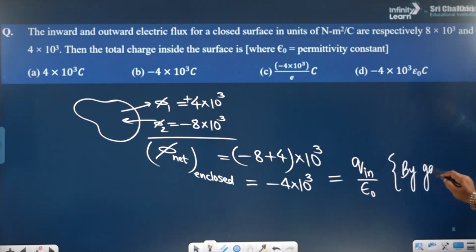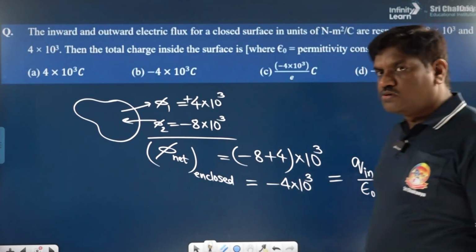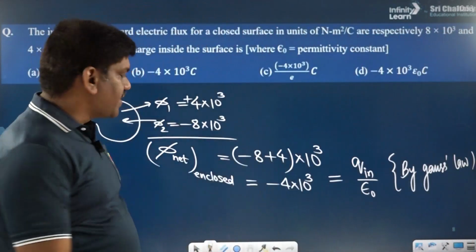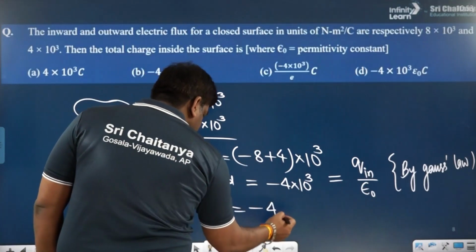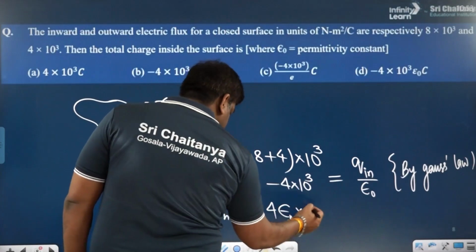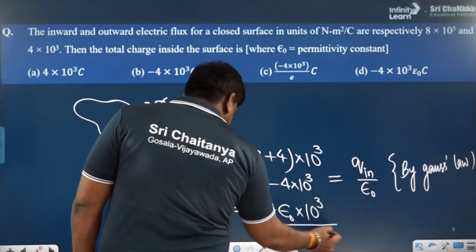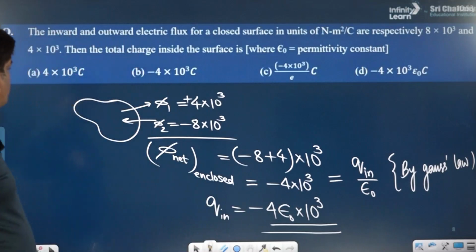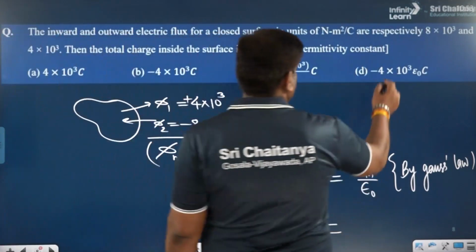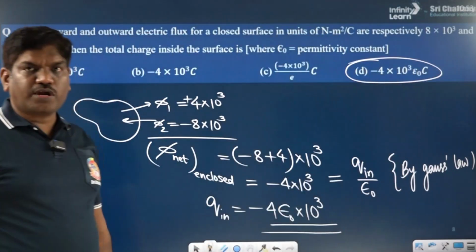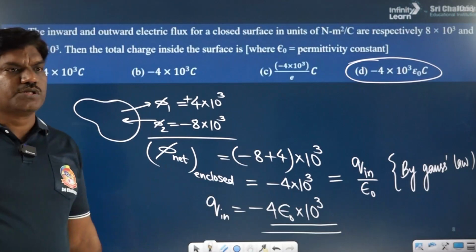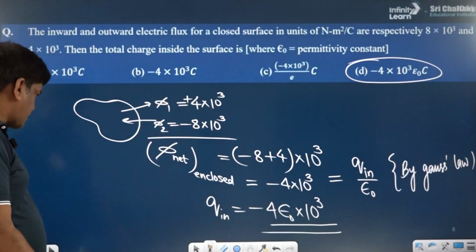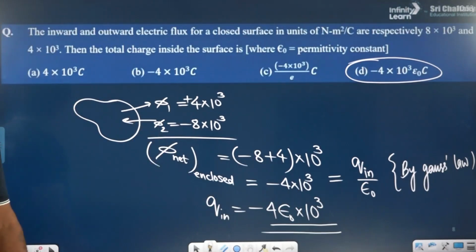By using Gauss's law, we can say the total flux equals Q inside by epsilon naught, and that is why, what is your total charge inside? That gives minus 4 epsilon naught into 10 to the power 3 as my final answer. So what is your answer? The answer is option D. Minus 4 epsilon naught into 10 to the power 3 coulombs. That will be the charge which is enclosed by this enclosed surface. Okay, so this is the question which is based on sign convention.